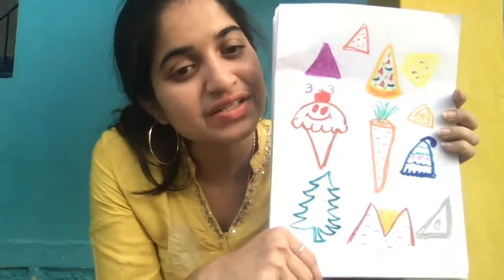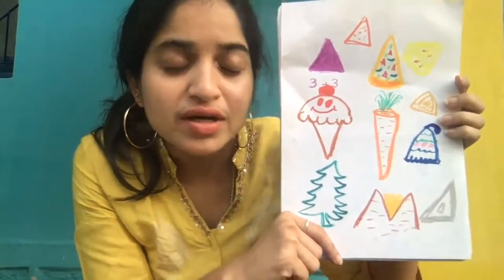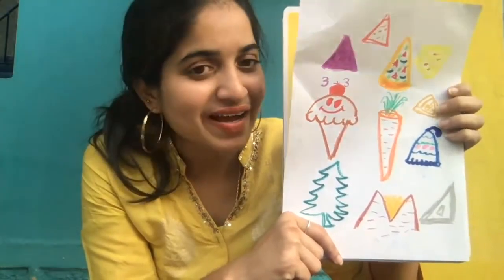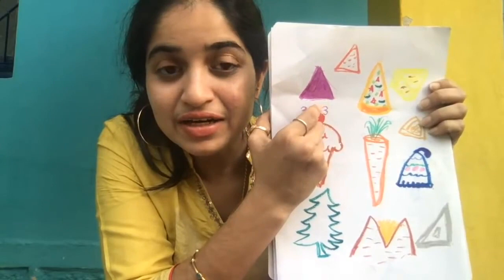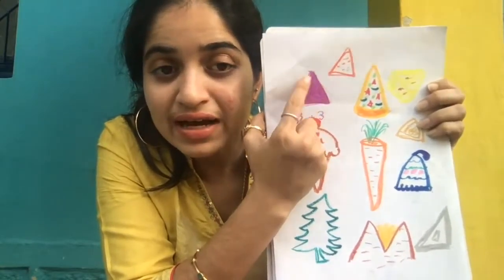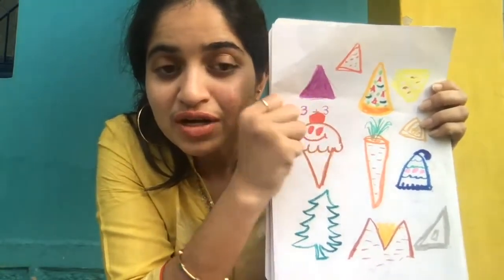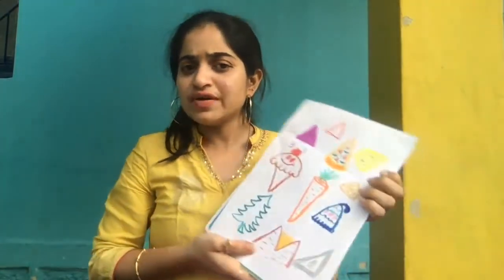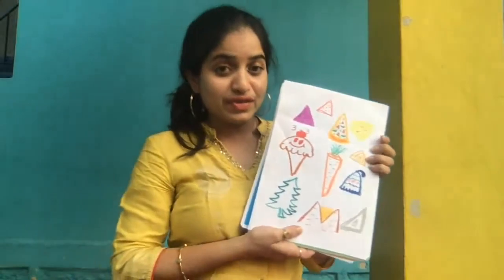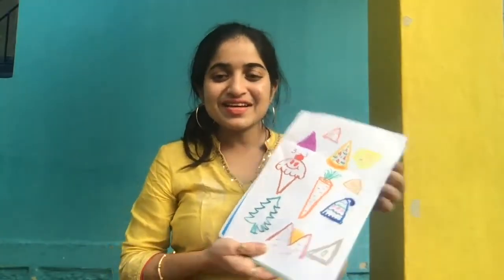So, very good, children. So, this is all about a triangle. Do you know a triangle has three sides and three corners? This is called a triangle. Okay. Now, shall we all sing a rhyme on this triangle, children? Yes?